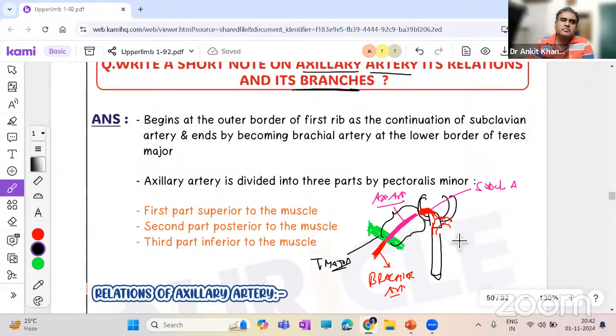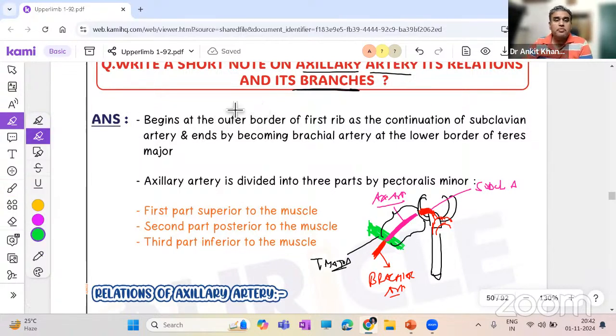This is the axillary artery. So let us come to the notes. It begins at the outer border of the first rib as a continuation of the subclavian artery. I hope it is now clear. And it ends by becoming the brachial artery at the lower border of teres major. Point clear? Now this is a statement you can use for cramming also, but that won't be much beneficial for your long-term knowledge. Therefore, I explained. The axillary artery is divided into three parts by pectoralis minor.